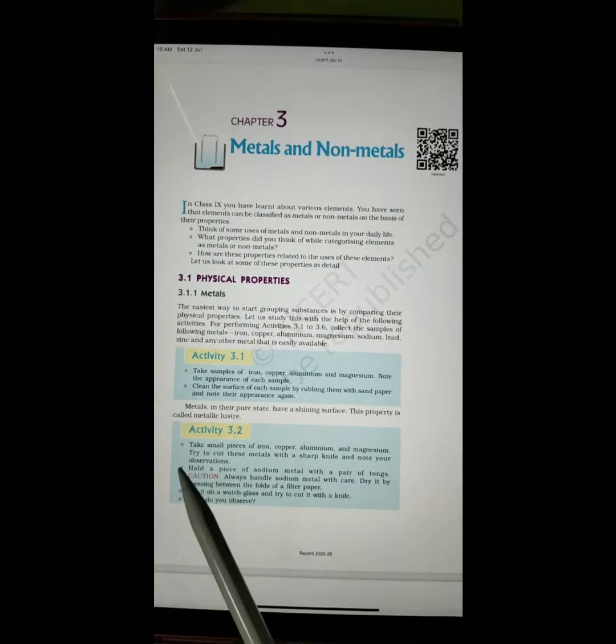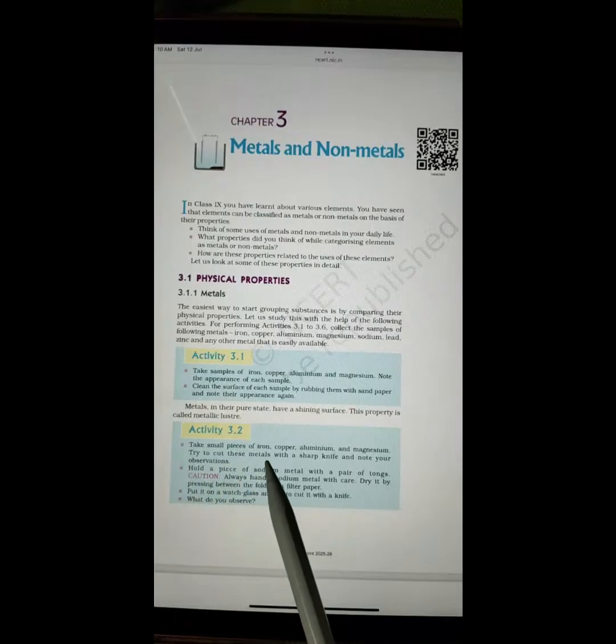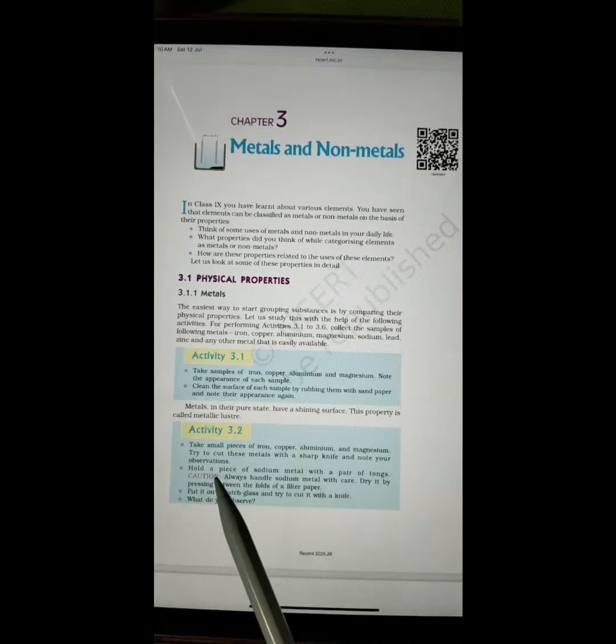Activity 3.2. Take small pieces of iron, copper, aluminium, and magnesium. Try to cut these metals with a sharp knife and note your observations. Hold a piece of sodium metal with a pair of tongs. Caution: always handle sodium metal with care. Dry it by pressing between the folds of a filter paper. Put it on a watch glass and try to cut it with a knife. What do you observe?